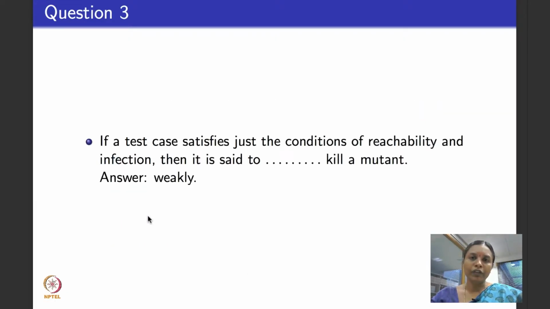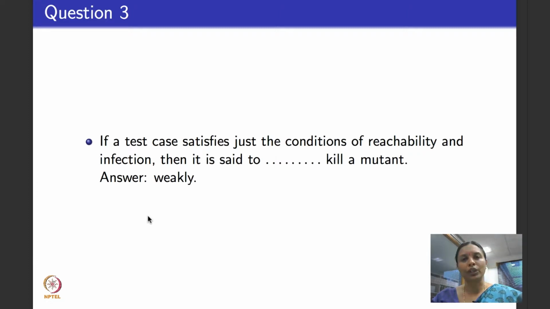Question number 3 was a fill in the blanks question. It asks you the following. If a test case satisfies just the conditions of reachability and infection, that is, in the four conditions of the RIPR model, only R and I, reachability and infection, are satisfied, then what sort of a killing of a mutant is that?